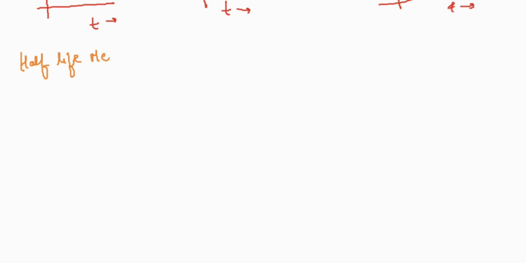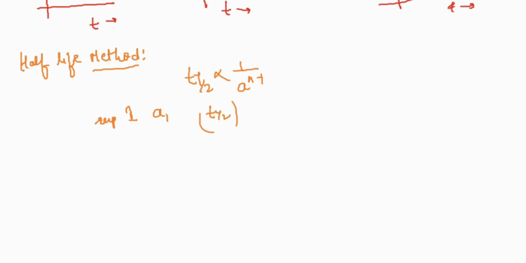Half-life method. We have already seen that the t half of any reaction is inversely proportional to a to the power n minus 1. Suppose in experiment number 1 we have concentration a1 and half-life t half 1, and in experiment 2 we have a2 and half-life t half 2. So the initial concentration a1 has half-time t1, and in experiment 2 the initial concentration a2 has half-time t2.